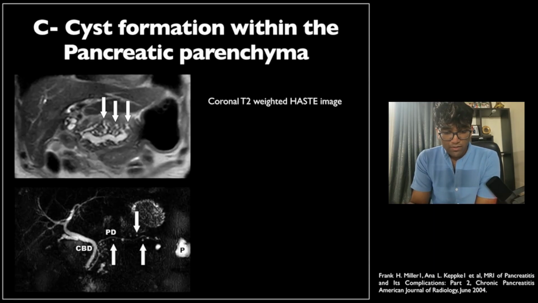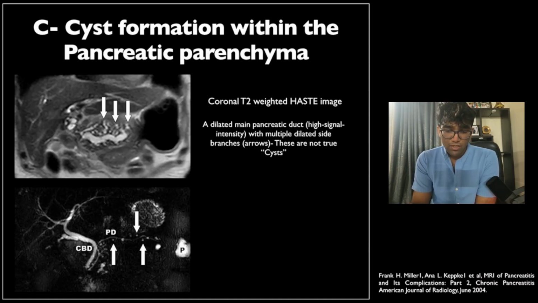So, in the image on top, this is a coronal T2 weighted HASTE image. Since it's T2 weighted, fluid is showing a high signal. So, a dilated main pancreatic duct is visible, with multiple dilated side branches which have been marked with arrows. These are not true cysts. These are dilated branches.